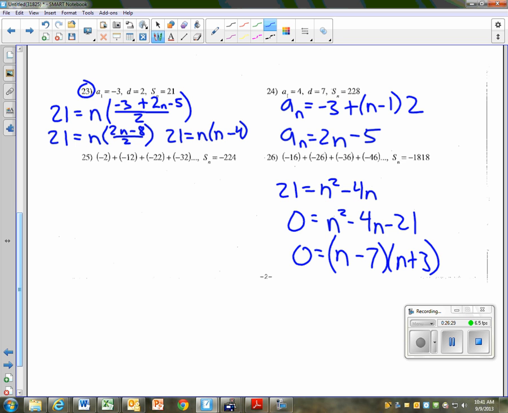How many solutions do we have? 2. So you have 7 or you have negative 3. Let me ask you a question. Could you have negative 3 terms? Nope. You can have 7 terms. So 7 will be the correct result.